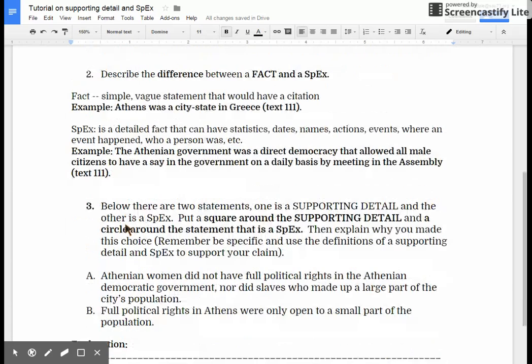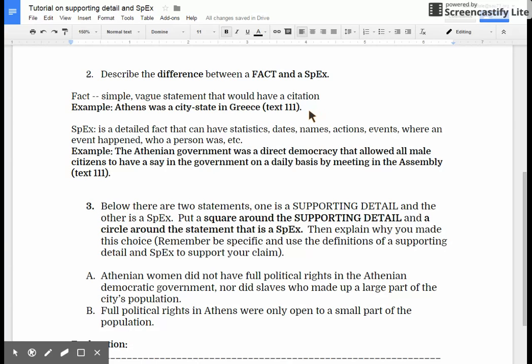Going on to question 2, describe the difference between a fact and a SpEx. So what I've done, I want you to copy this down. A fact is a simple, vague statement that would have a citation. And an example would be, Athens was a city-state in Greece. That's a fact. You can't argue that. It was true. And you notice there is a citation.